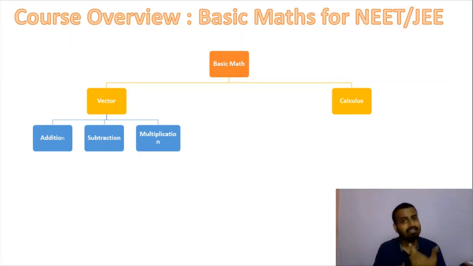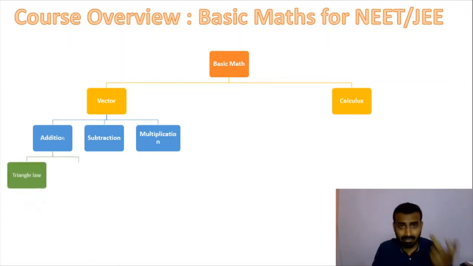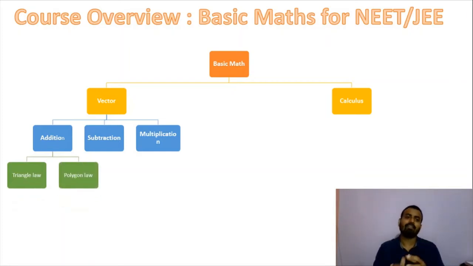So there are only three things. In addition, we will be looking at two different things: the triangle law and the polygon law of vector addition. When you are done with the addition part, subtraction is a similar thing, and I will tell you the trick of how to do the subtraction of two vectors. It is exactly similar to addition, just one trick you have to understand.